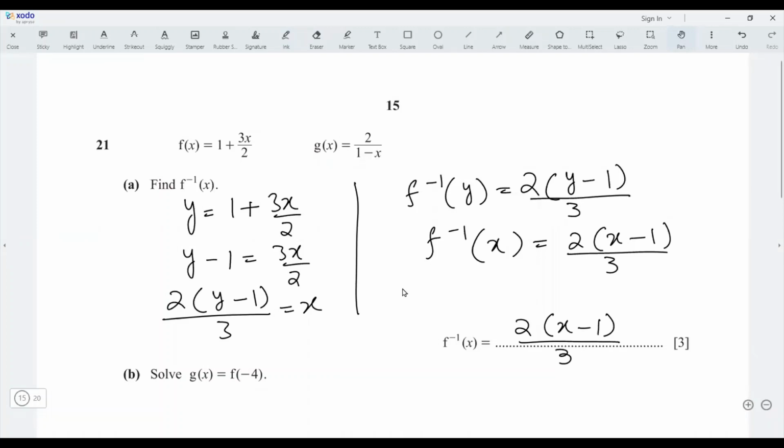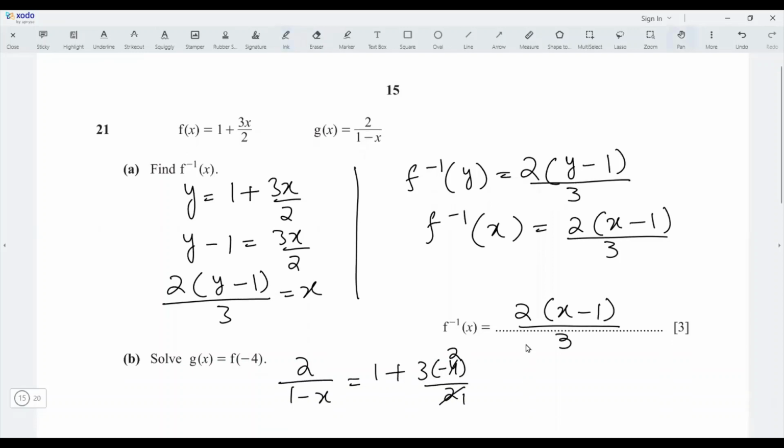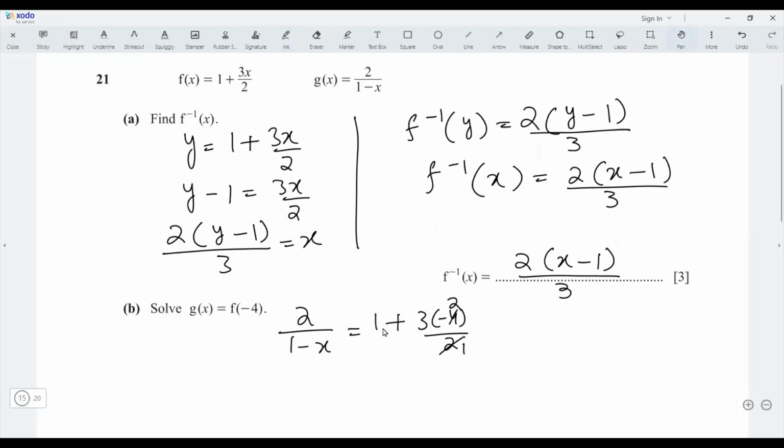So g of x is basically 2 over 1 minus x. What is f of minus 4? Replacing x with minus 4 here: 1 plus 3 times minus 4, divided by 2. So 2 and 4 will be cut. So what's the answer of it? 3 times minus 2 is minus 6, plus 1 is minus 5.